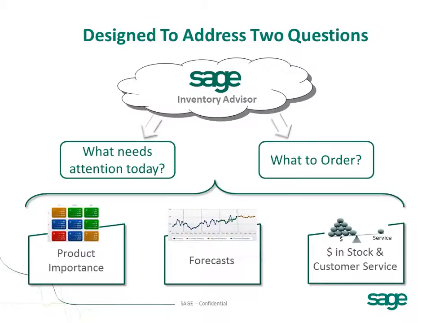To understand what Sage Inventory Advisor is designed to do, it's designed to focus on two key areas. Really what is needed today, what went wrong, and what needs attention today, and what we need to be ordering. Underpinning those two key decisions really is a bit of data classification or product importance ranking, some forecasting, and this whole aspect of setting some target fill rates and target service levels around your stock so that your stock is being driven in the direction that you need it to for customer satisfaction.